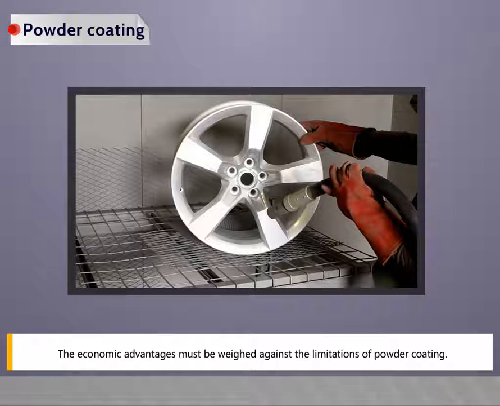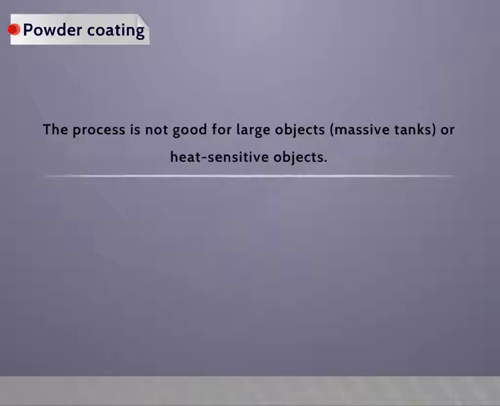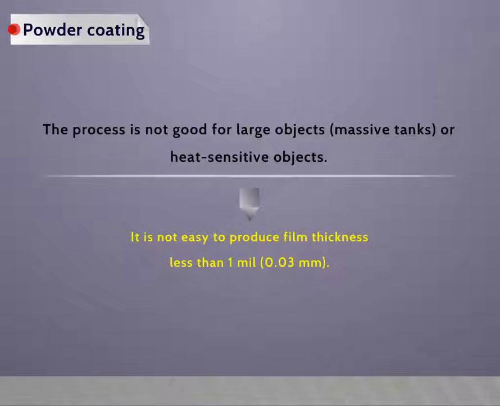The economic advantages must be weighed against the limitations of powder coating. Dry systems have a longer color change time than wet systems. The process is not good for large objects, that is, massive tanks, or heat-sensitive objects. It is not easy to produce film thickness less than 1 mil, that is 0.03 millimeter.